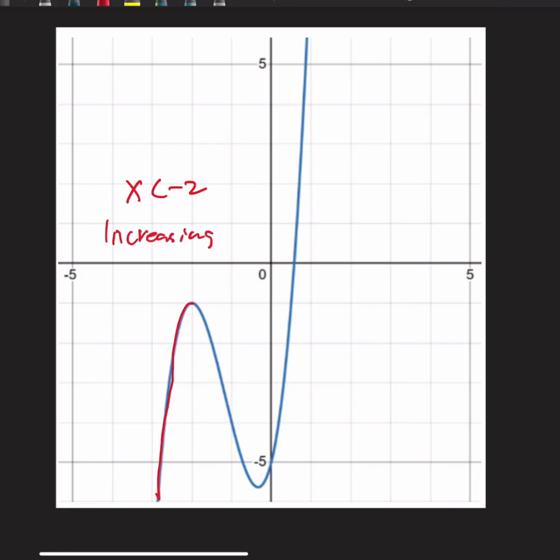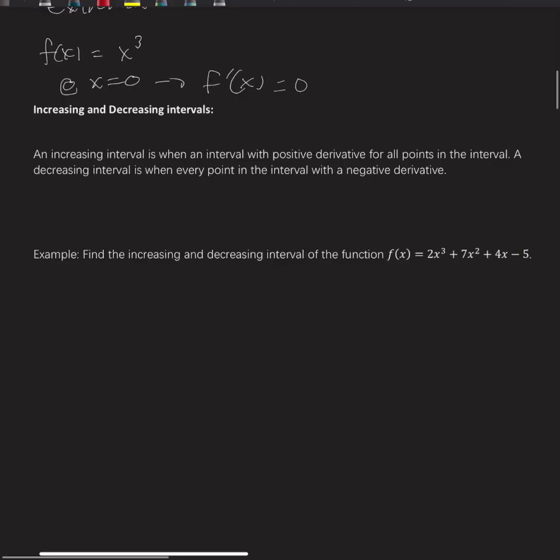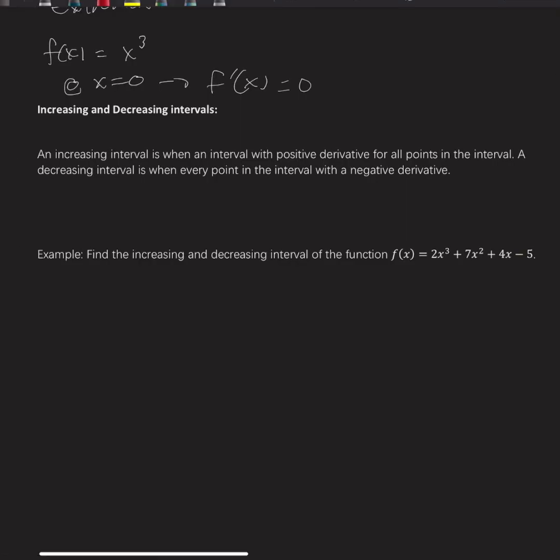And over this interval here, I would say it's from -2 to -0.5, that is decreasing. And over this interval here, -0.5 is less than x is less than infinity, the function is increasing. But we can actually use calculus to determine which interval is decreasing or increasing.